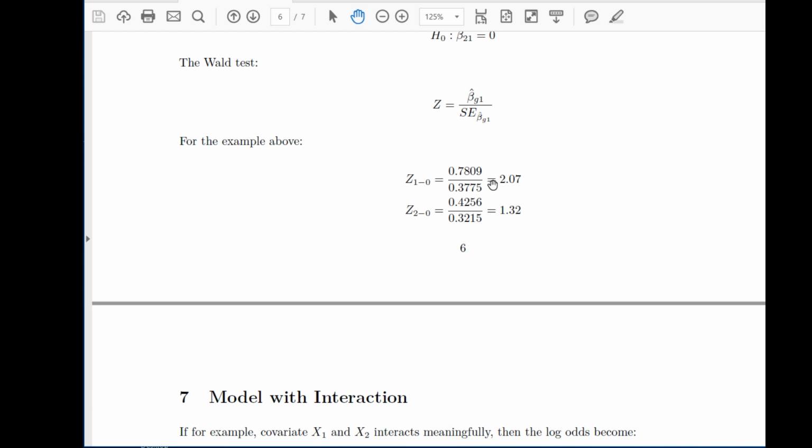For example, we have this beta value 0.781 divided by the standard error of the beta, 0.38, and you get 2.07. For the other, 0.43 for the beta value divided by the standard error of the beta value, you get 1.32. You need to look at the degrees of freedom, and from there you can look at the p-value. In this case, you just need to understand that this is how we get the Z value, and let the software calculate the p-value.